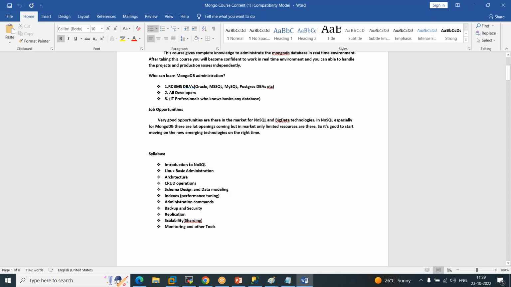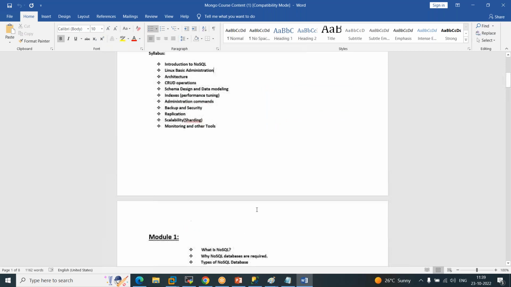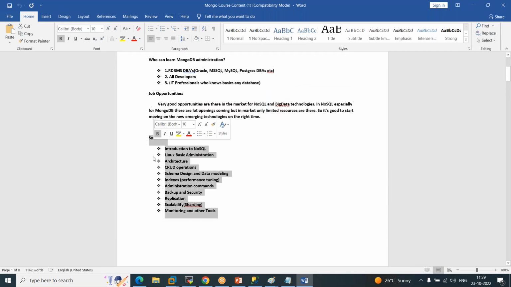Replication, replica set, and sharding, monitoring tools, and other client tools to manage the Mongo deployments. How do I do the deployments? What are the tools we have other than the shell? What are the tools people use in real time? Those tools will be discussed here, in fact. So this is the major agenda of this course. These are the main selling points we're going to discuss mostly.